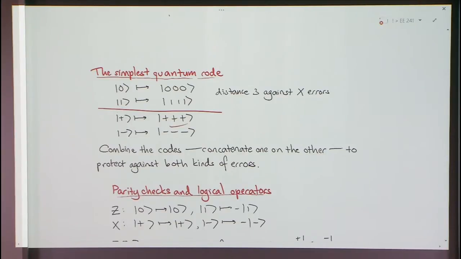Yeah, sorry, these are two different codes. The first code protects against bit flip errors. The second code protects against phase flip errors, or Z errors. And so therefore, you should just combine the two. You can concatenate one on top of the other. It does matter in which order, but not really for us. And then you should be protected against both kinds of errors.